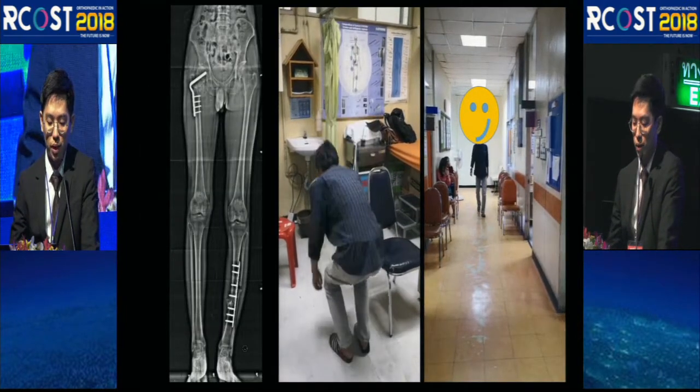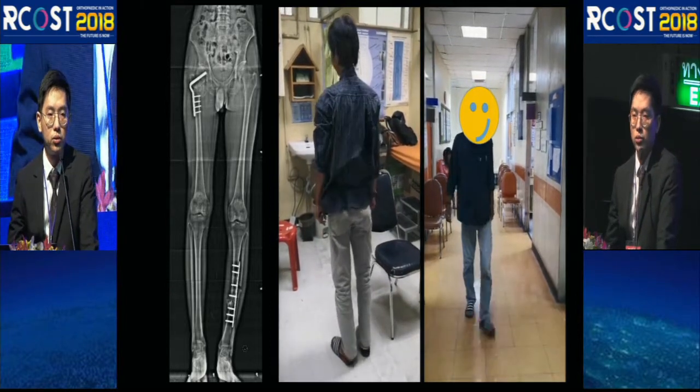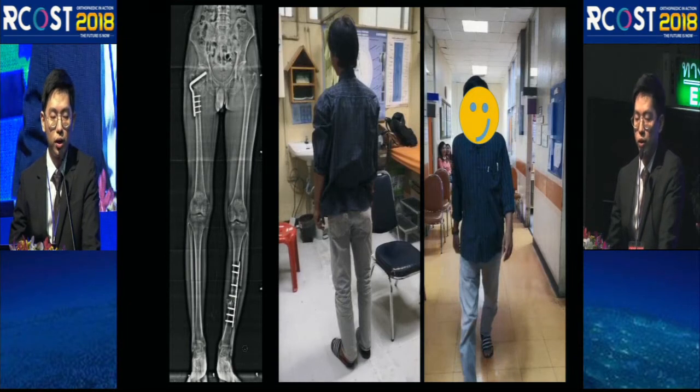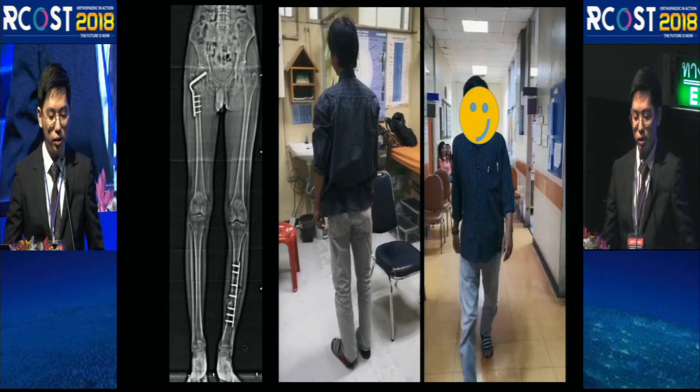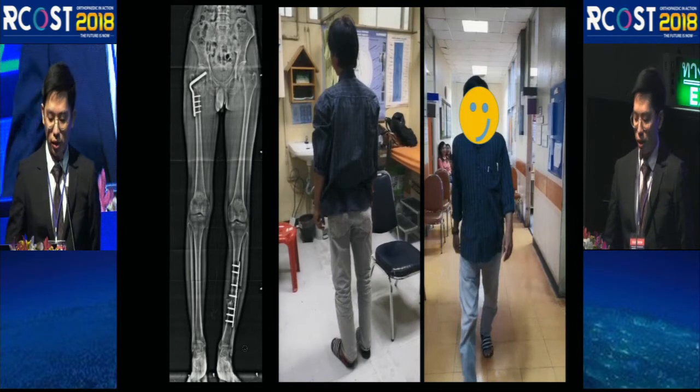So the patient can do activities nearly normally in daily life. And if we look at the scanogram, there may be slight shortening of the right lower limb, about 1 centimeter.